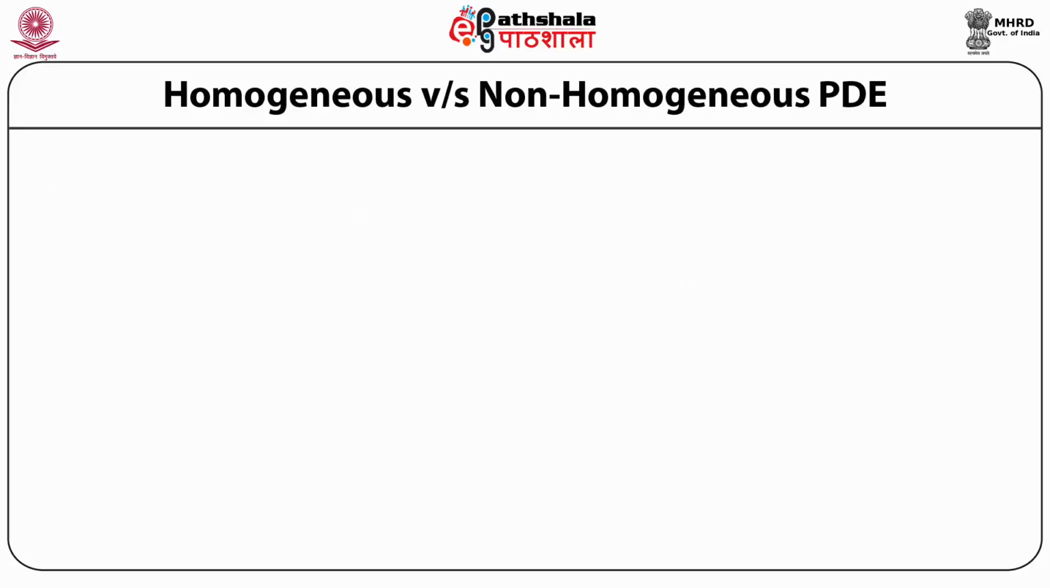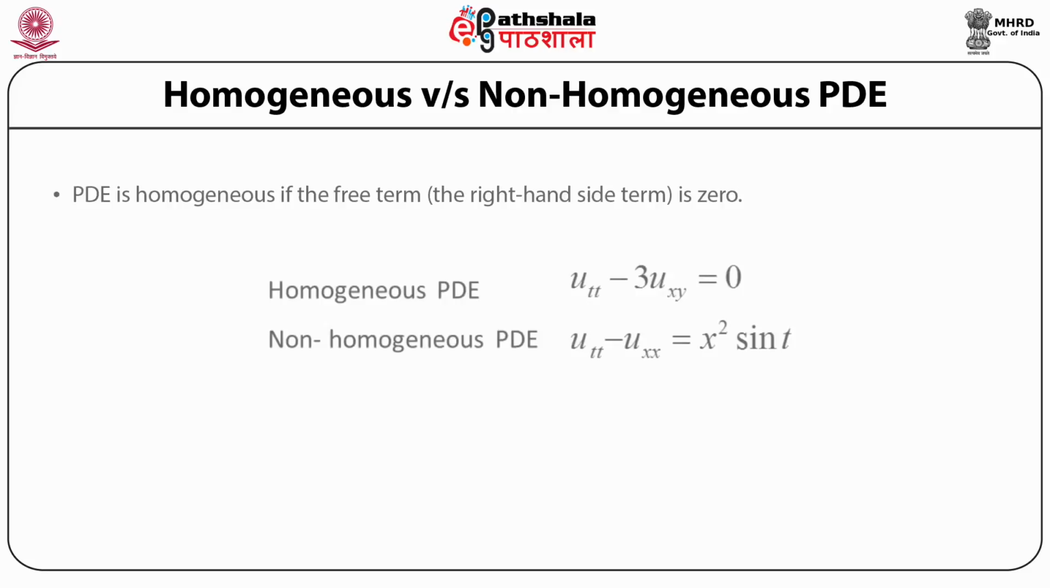We are going to see what is a homogeneous versus a non-homogeneous partial differential equation. A homogeneous equation is when all the terms are there and it is equated to a zero term. Zero term meaning it is not having any function u. For example, here it is u tt minus 3 u of x, u xy is equal to 0.